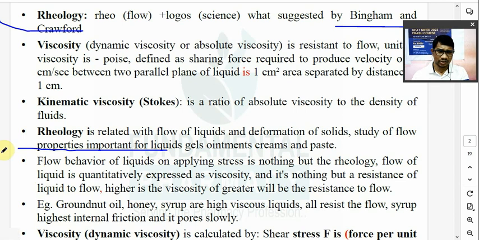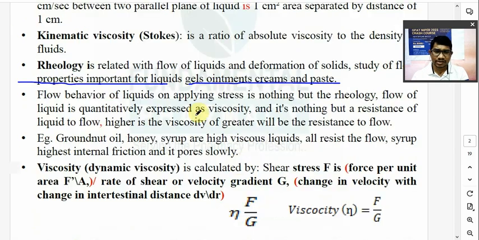The study of rheology is important for the properties of liquids, gels, ointments, creams, pastes, etc. Now the flow behavior of a liquid, how a liquid will flow, depends on the application of force or stress. So the flow behavior of liquids depends on the applied stress. That is nothing but rheology.